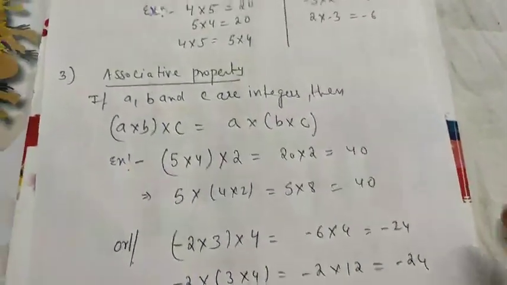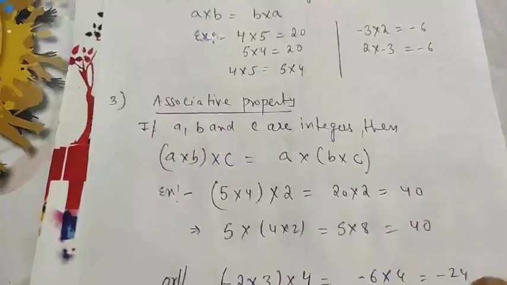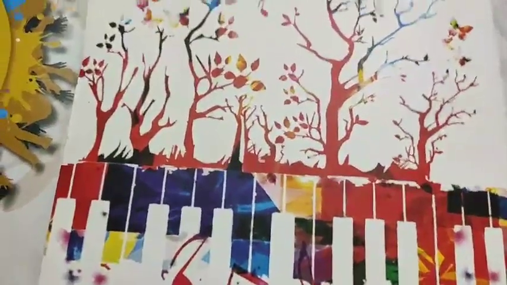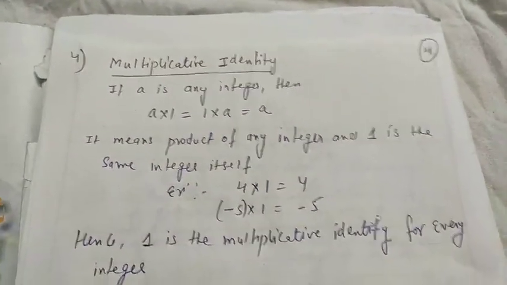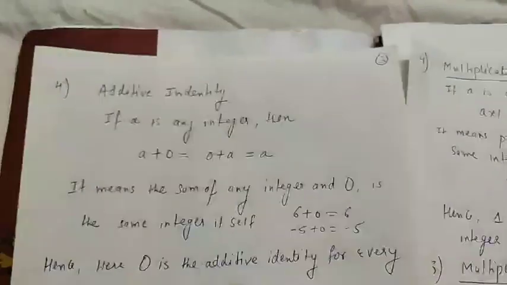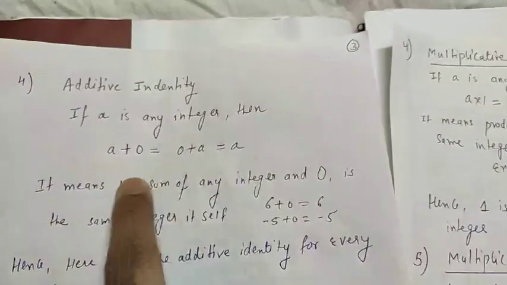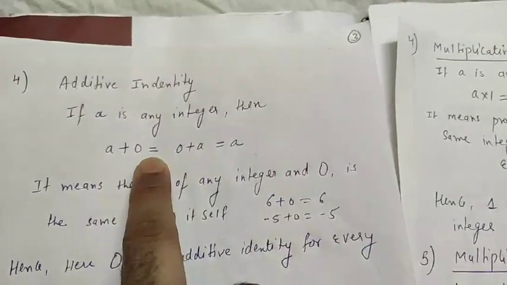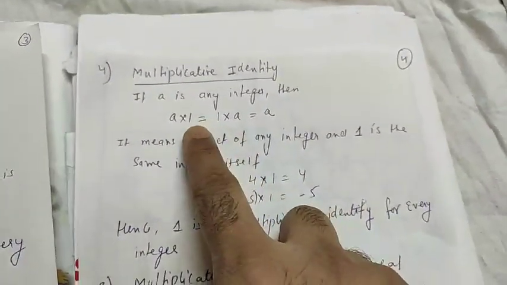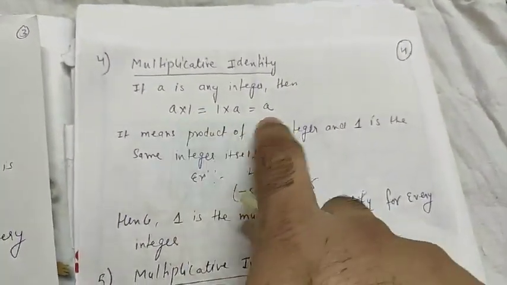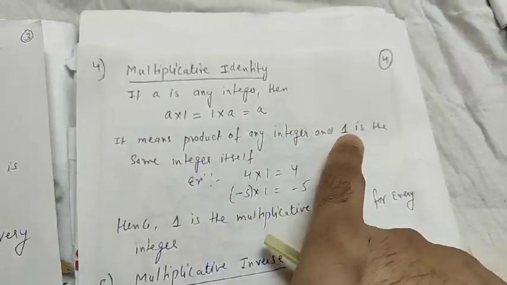Okay. Now the next property is the multiplicative identity. Like in the case of addition, we have done the additive identity. Additive identity was: what number should we add to a given integer so that the number comes itself? That was 0. So here in multiplication, what number should we multiply by an integer so that the answer will come the same? That number will be 1.